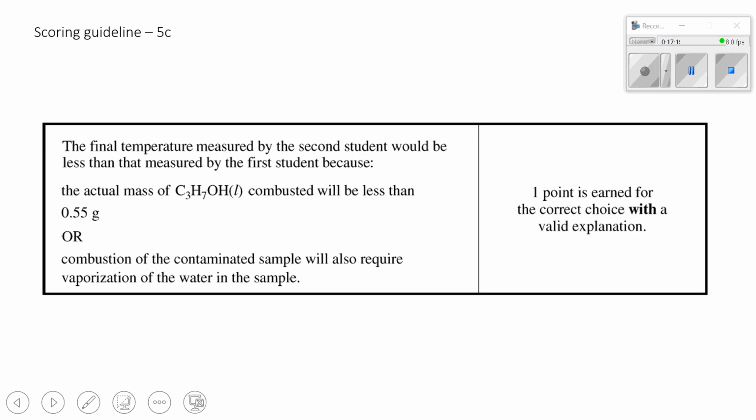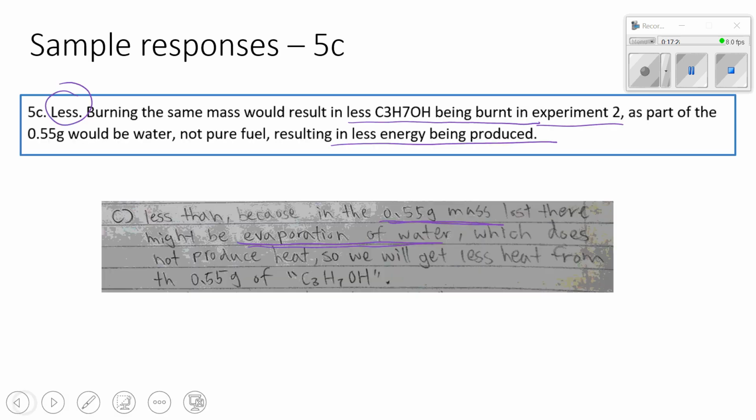And this was just a one-pointer, so you had to have the correct choice with an explanation. So if all you said was less than and didn't explain it, you would earn 0 points. So both of these answers would earn that 1 point. You get full points there.